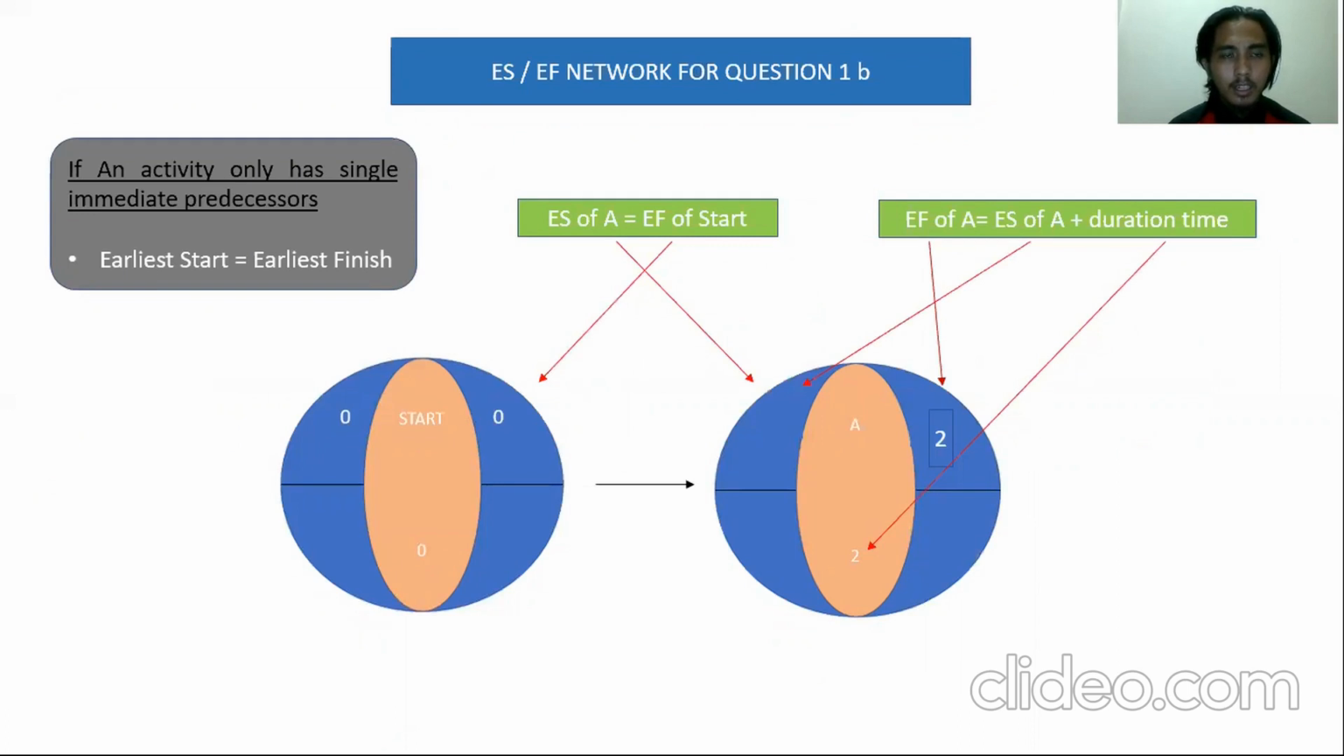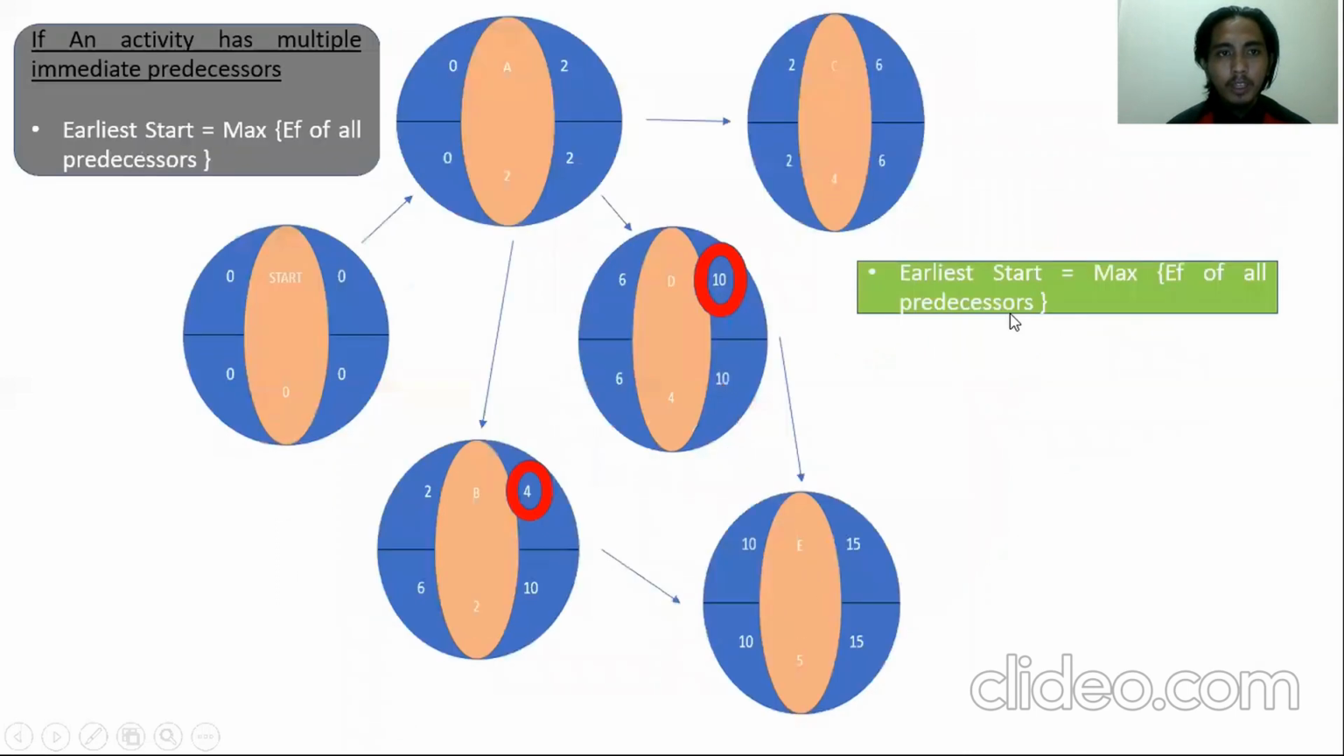This is the answer for question 1b. So this is the example for these rules. The ES of A is equal to the EF of the start, which is 0. The EF of A is equal to the ES of A plus the duration time, or the activity time. So 0 plus 2 is 2.